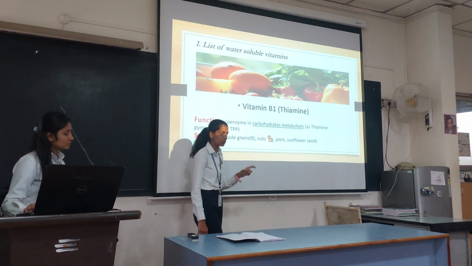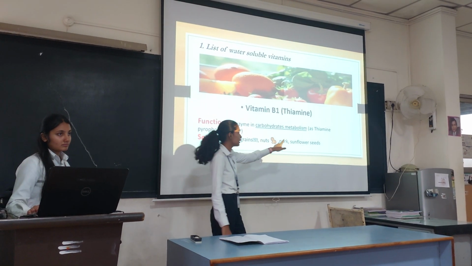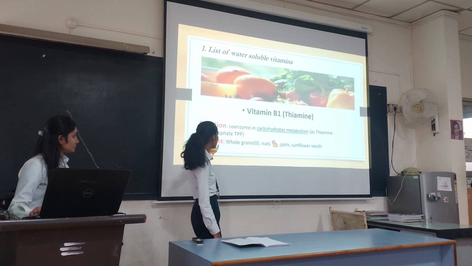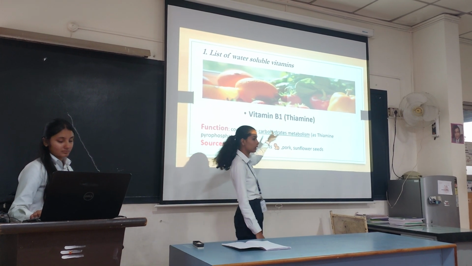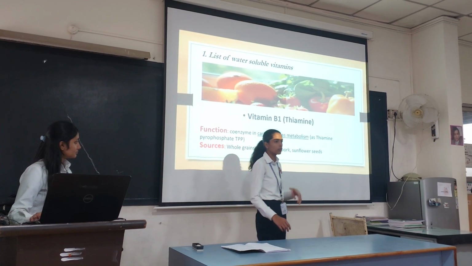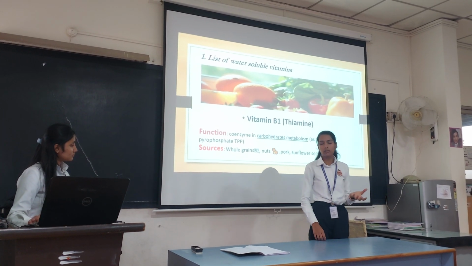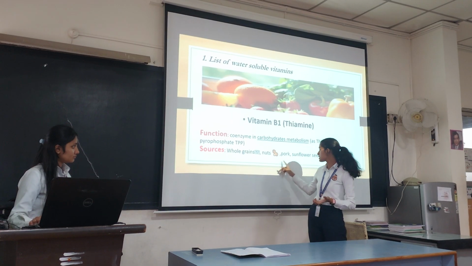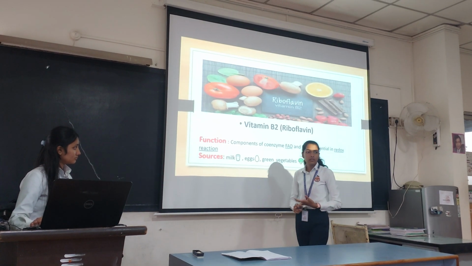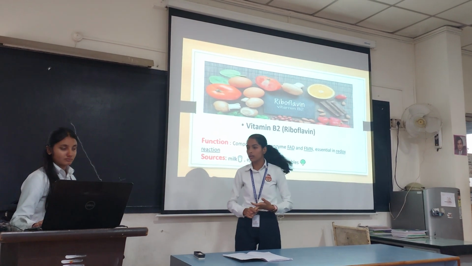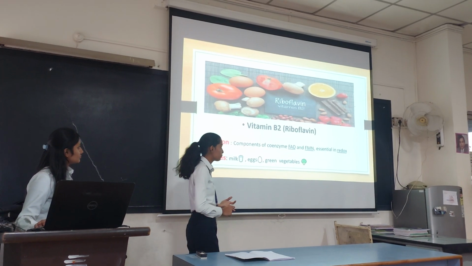The main coenzyme in vitamin B1 is thiamine pyrophosphate. It is present in vitamin B1. The sources where we can find vitamin B1 are whole grains, nuts, oats and sunflower seeds. Done? The next is vitamin B2, riboflavin.